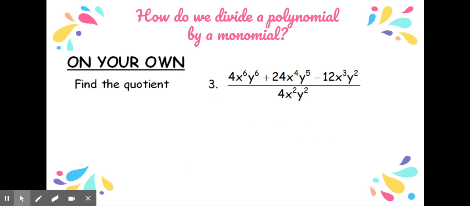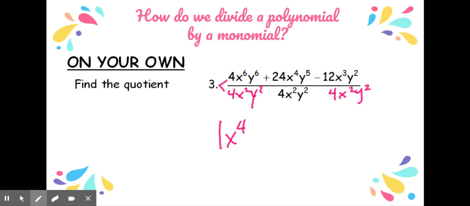Now we have number 3. We're going to divide each term here. I'm actually going to do it like this. It's pretty inventive. I'm just going to put them underneath. I don't have to rewrite it. Each of these terms is being divided by 4x squared y squared, okay? So we're going to divide our coefficients. 4 divided by 4 is 1. X to the 6th divided by x to the 2nd. Keep your base. Subtract your exponents. You get x to the 4th.